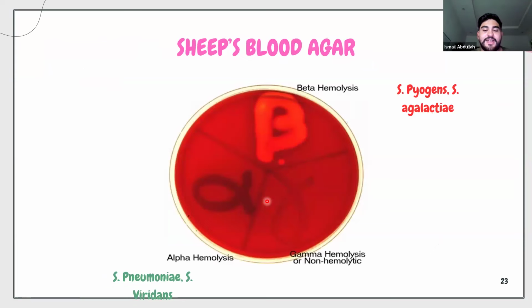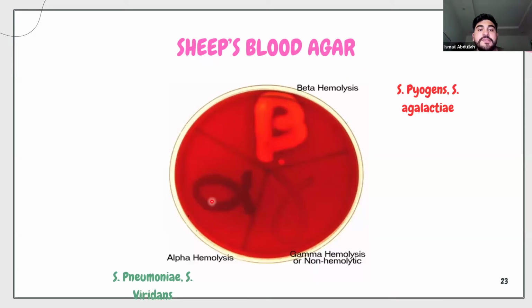But now, let's move on to Streptococcus. Tamam. So the very first thing we do is sheep's blood agar. This is a very important test because it differentiates them. Now, when we add those Streptococcus organisms on a blood agar, tamam, the way they break down the blood cells is different.